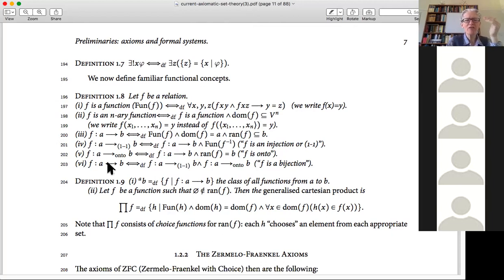And here in 3 to 6, again, I won't go through them. These just give definitions of completely ordinary properties that functions may have, right? Being one-to-one or onto or bijection.